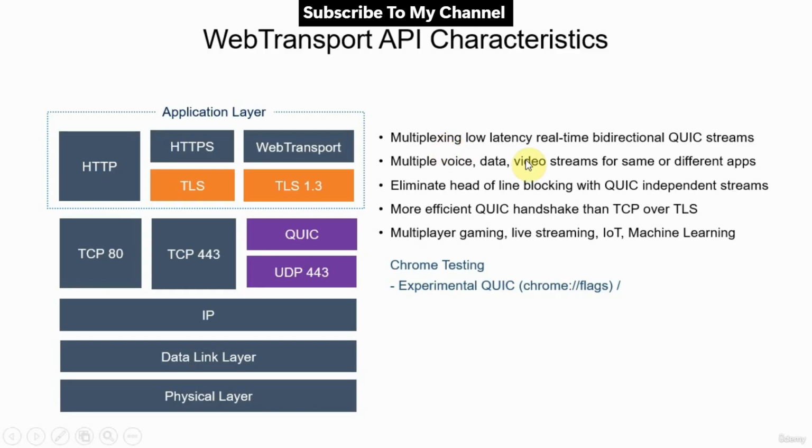First thing is multiplexing low latency real-time bidirectional QUIC streams. With WebSockets, you've only got a single TCP connection. With Web Transport, you actually have multiple streams within a connection. Streams can be dedicated to reliable transmission as well as unreliable, so you can use both. It's really versatile. It'll multiplex the low latency real-time data, and it's a lot faster than WebSockets. It'll carry multiple voice data and video streams for the same and different applications.